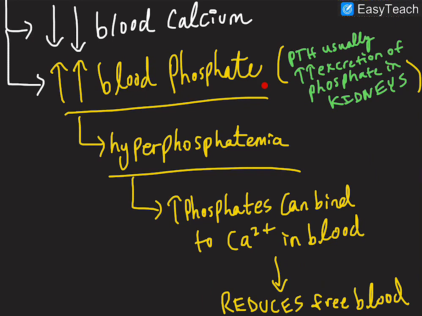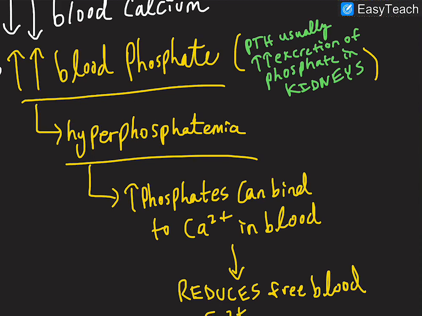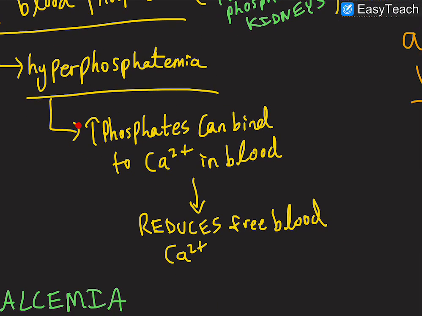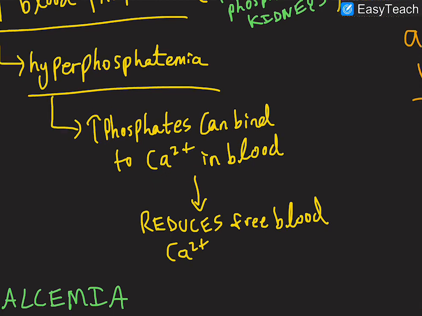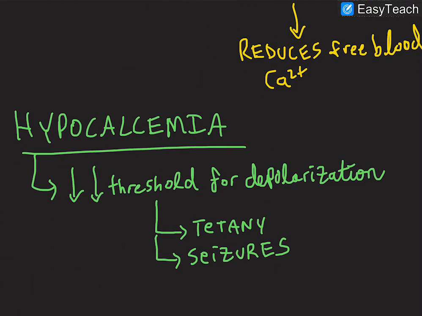If you have a lot of phosphate in your blood, because you don't have PTH secretion, so your kidneys can't excrete phosphate into your urine, that's called hyperphosphatemia. And as we just mentioned, a lot of phosphate can bind calcium in your blood, which will reduce free blood calcium. Of course, that's called hypocalcemia. And as mentioned on the previous slide, hypocalcemia can cause tetany and seizures.